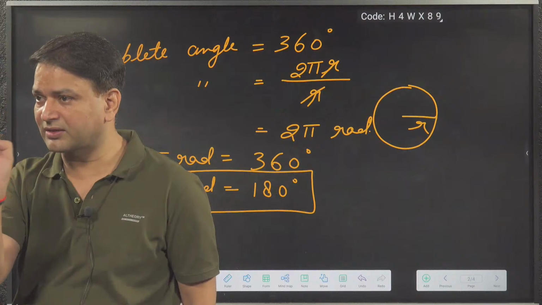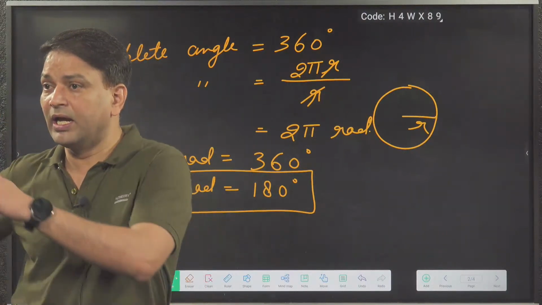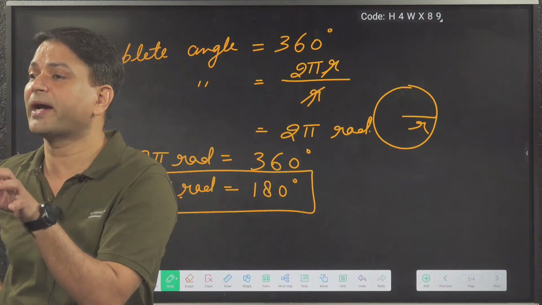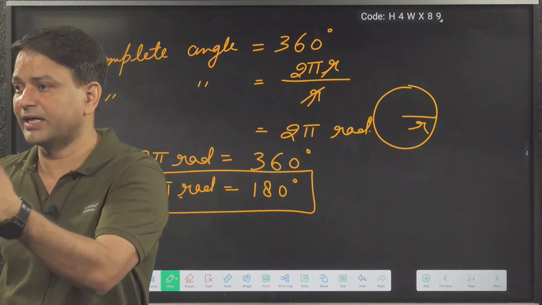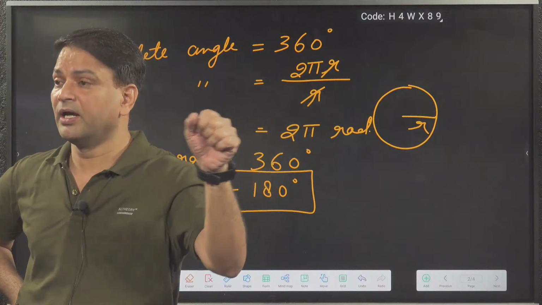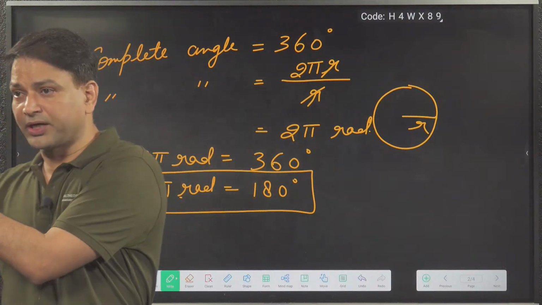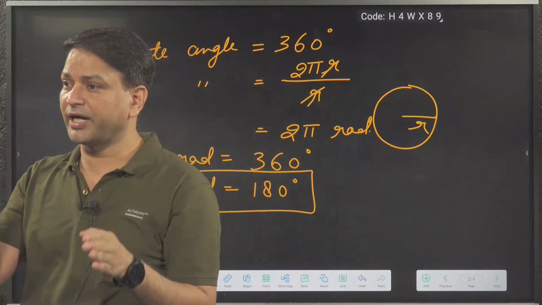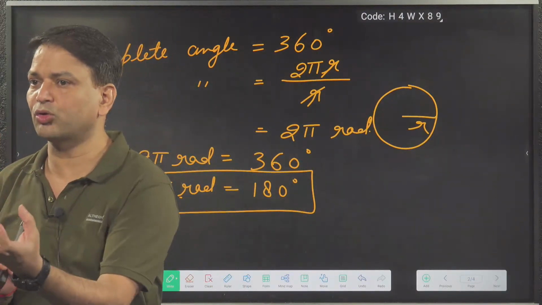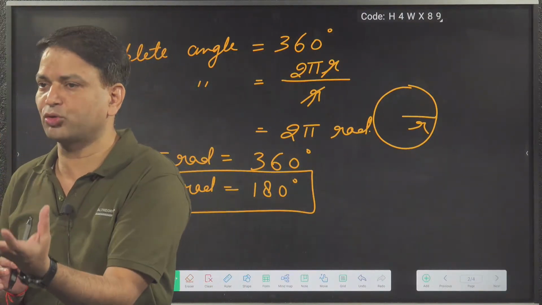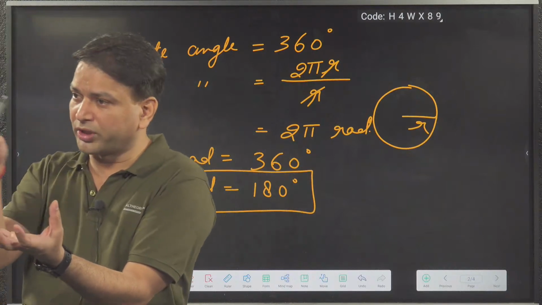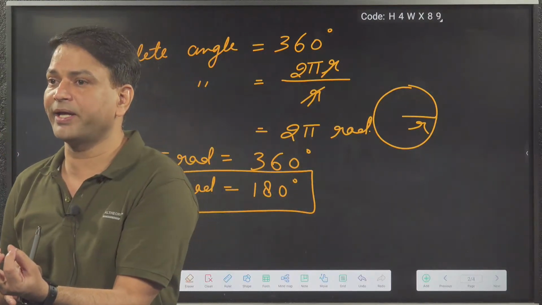Now, pi is 3.14 and 180 is 180. So in which unit is the magnitude more? In degree. In degree we are getting 180, and in radian we have taken pi. So when we are going from radian to degree, the magnitude will increase. Again, I am repeating, when we are going from radian to degree, the magnitude of the angle will be more.